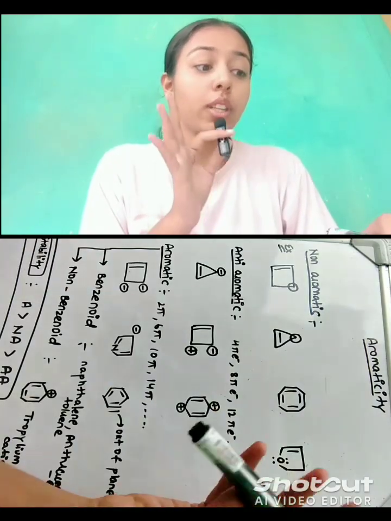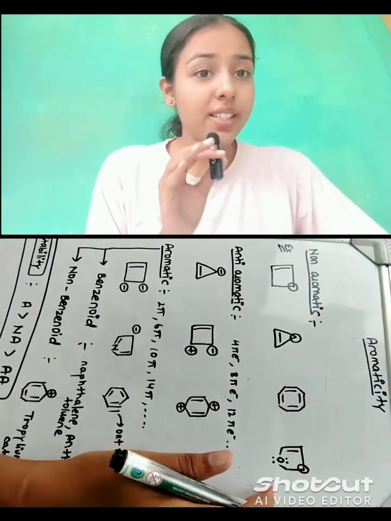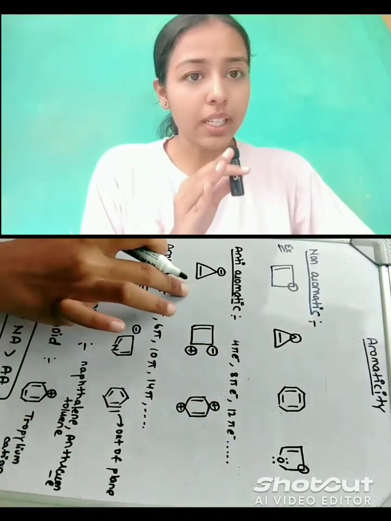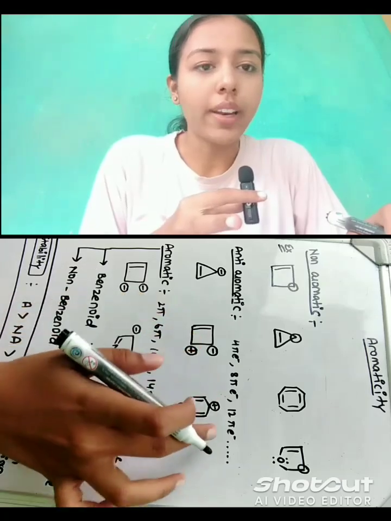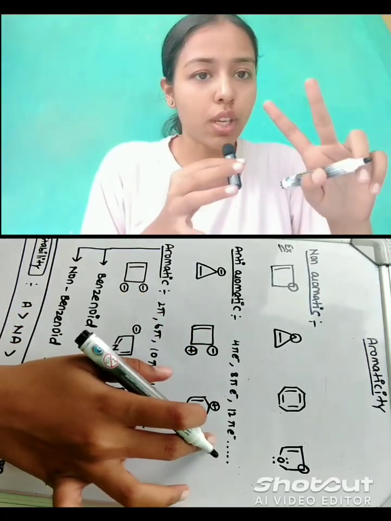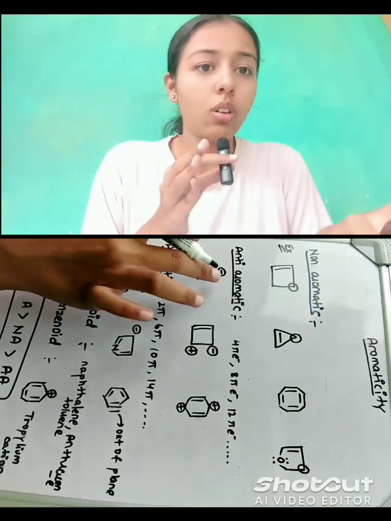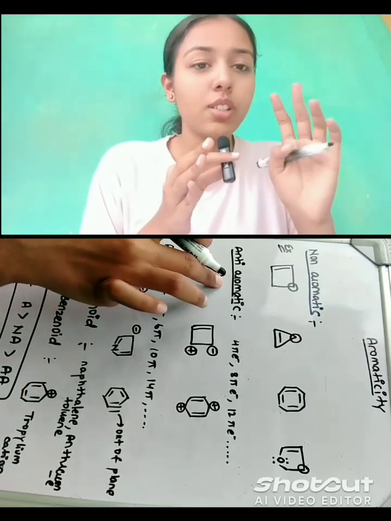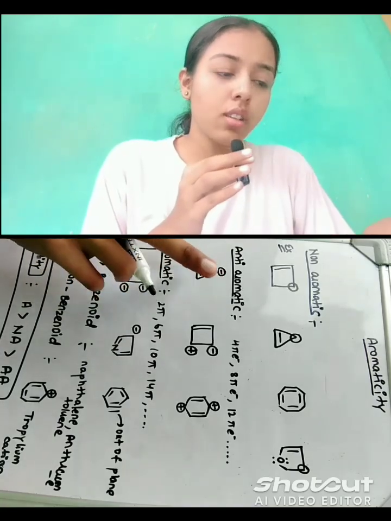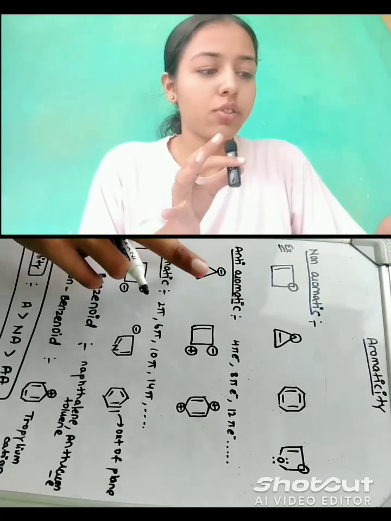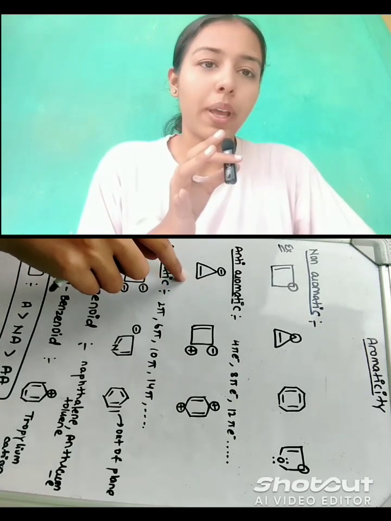Now anti-aromatic. Anti-aromatic means you have to see whether it has 4 pi electrons, 8 pi electrons, or 12 pi electrons. If that is the case, then the compound is anti-aromatic. For example, in this, here you can see that this is a negative charge, which means 2 pi electrons, and this is also 1 pi bond, which means 2 pi electrons. So this is anti-aromatic. This is anti-aromatic as well: 1 negative charge, 1 pi bond, 4 pi electrons. This also has 2 pi bonds, 4 pi electrons.